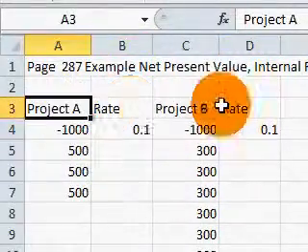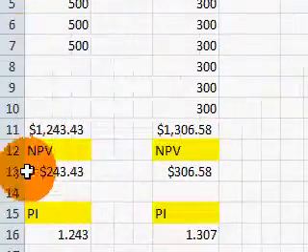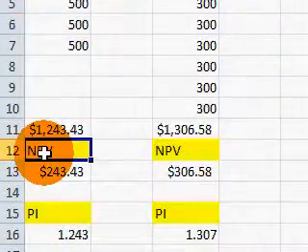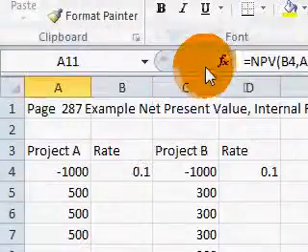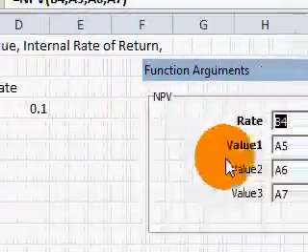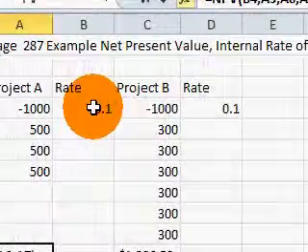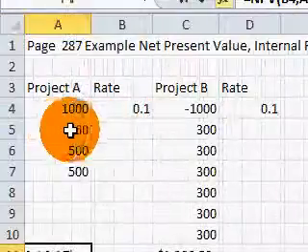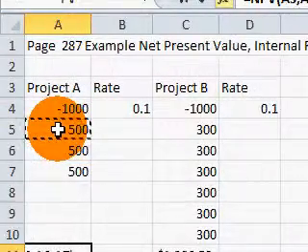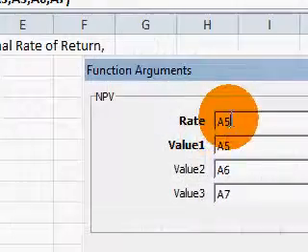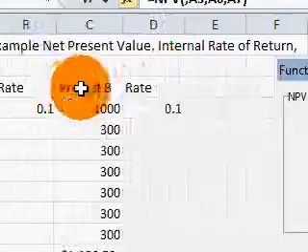I have two projects I compare. First, I'm looking at the net present value. Now, with Excel, for net present value, pull up the f of x. The rate I've highlighted as the 10%, and the values represent the cash flows at the end of each year. So let me just go back and change the rate here and put it back in as the 10%.